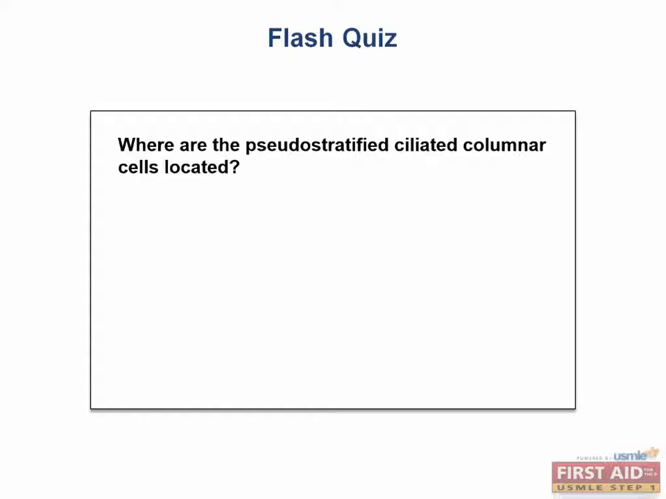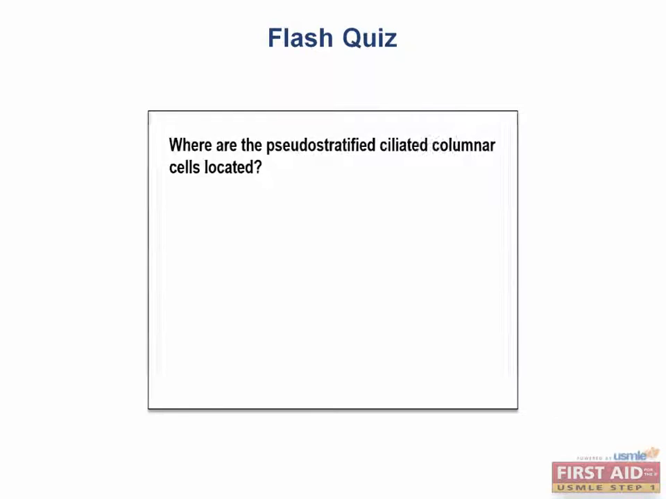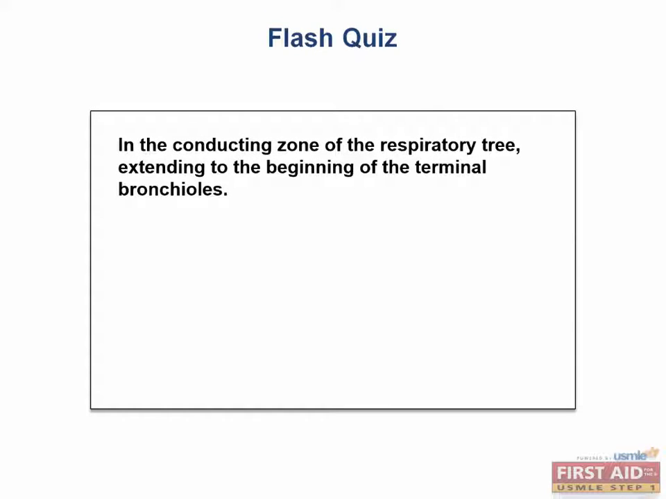Flash quiz. Where are the pseudostratified ciliated columnar cells located? Answer. In the conducting zone of the respiratory tree, extending to the beginning of the terminal bronchioles.